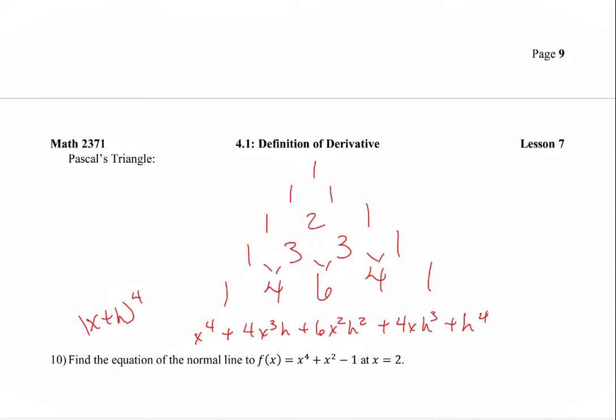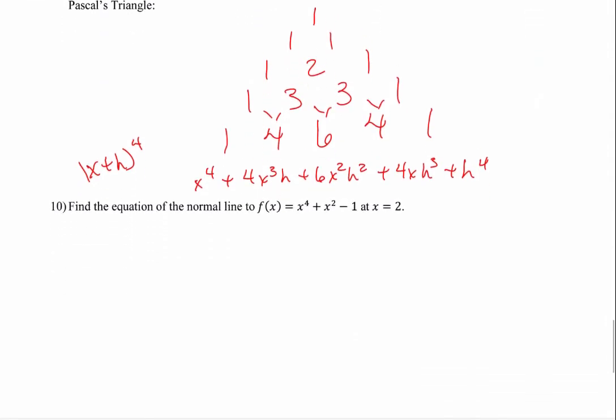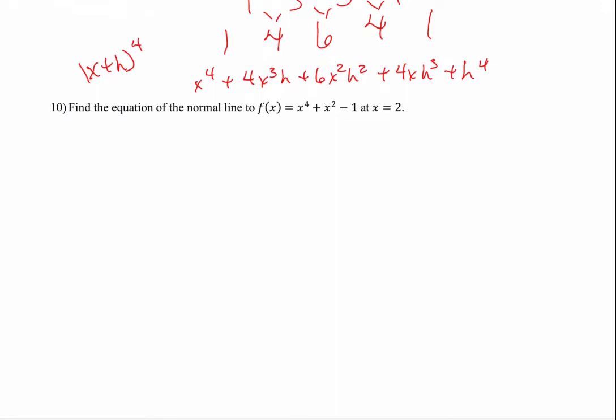All right, so now let's find the normal line. The steps to finding the normal line are identical to the steps to finding the tangent line, except when we find the slope, we find the negative reciprocal because the normal line is perpendicular to the tangent line. So we're going to find the tangent line slope, and then we find the perpendicular slope.